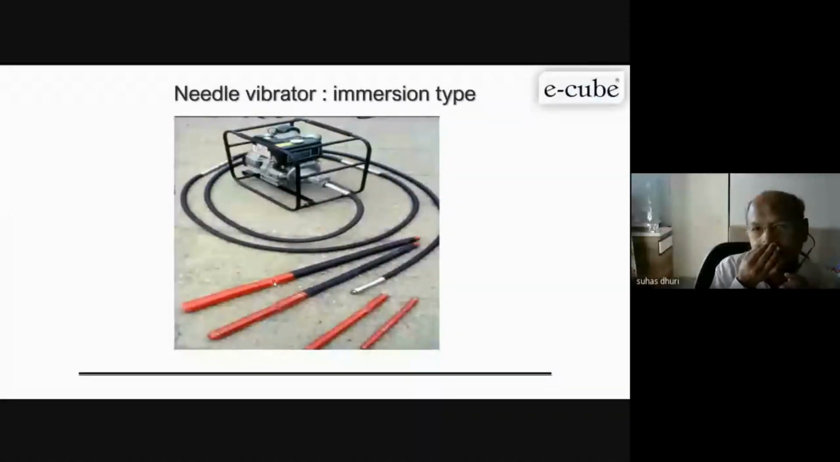Now these are basically needle vibrators or immersion type vibrators. Various needles are available, right from 25 mm to 80 mm size, with electric driven or diesel driven engines. So depending upon the size of your structural member, you decide which diameter of needle you must use, and their frequency and amplitude.